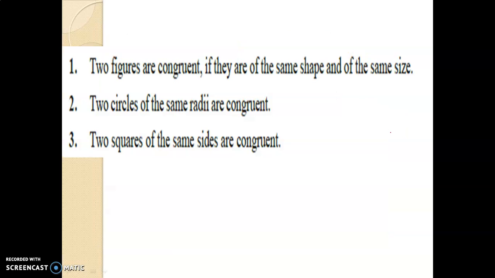So look at here, 2 figures are said to be congruent to each other if they have the same shape and at the same time the same size. Okay, so here 2 circles of the same radii are congruent to each other. When 2 circles are said to be congruent to each other, it means they have the same radii, and the 2 squares with the same side are congruent to each other. Okay, so congruency is not only for triangles, so we can call different types of shapes congruent shapes according to the shape and size. So they should have the same shape and same size, then the figures are said to be congruent figures.